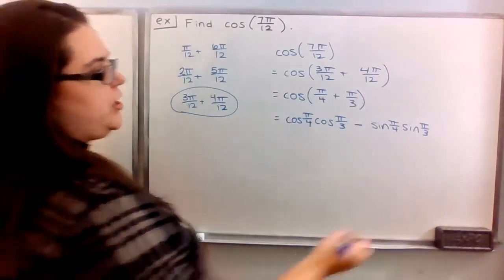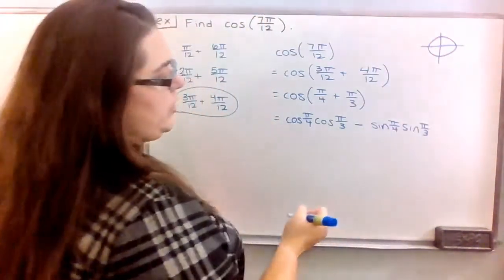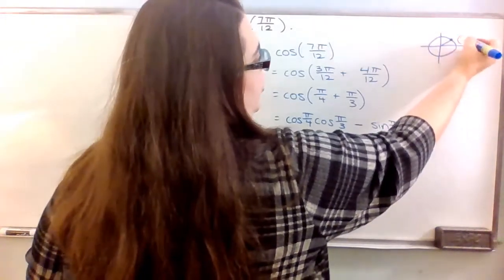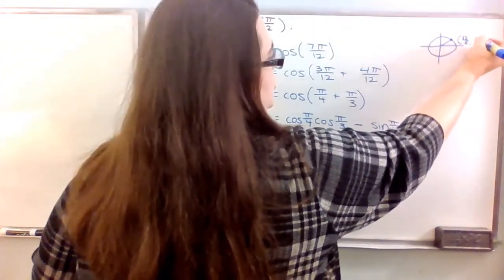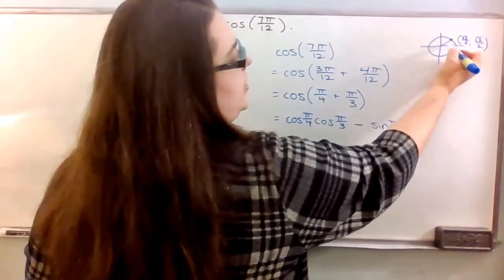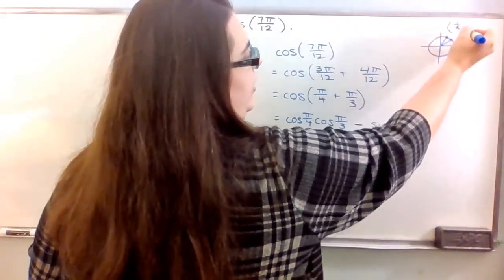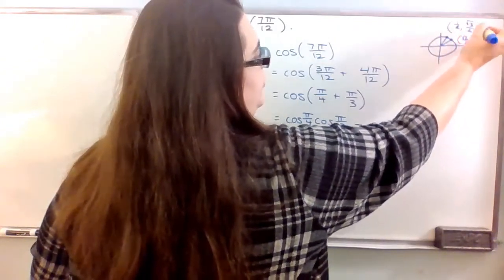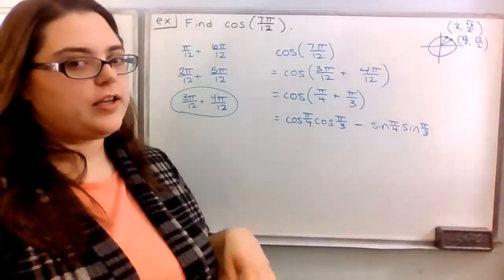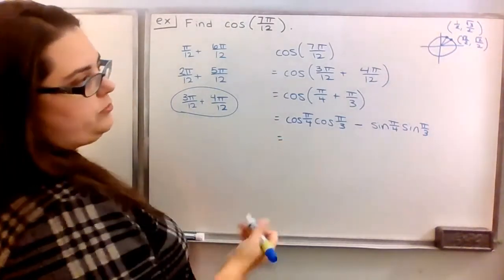Now we just have to find the values for pi fourths and pi thirds. So let's sketch a little unit circle here to help us out. So pi fourths is up here, and that's going to have coordinates root 2 over 2, root 2 over 2. And then pi thirds is up here, and that's going to have coordinates 1/2, root 3 over 2. Remember that cosine is our x value, sine is our y value on our unit circle. So now we just pick up those coordinates.